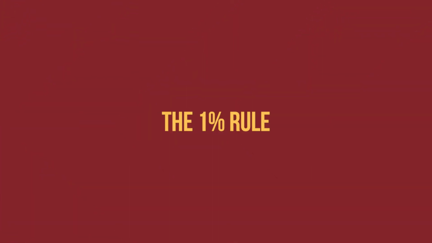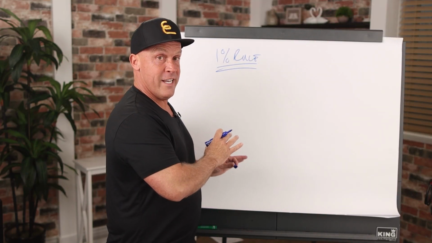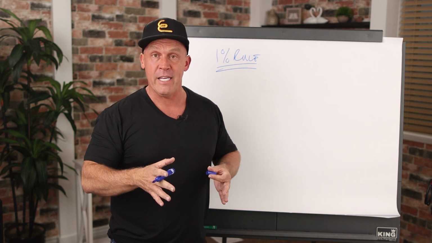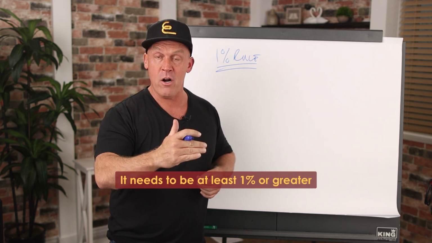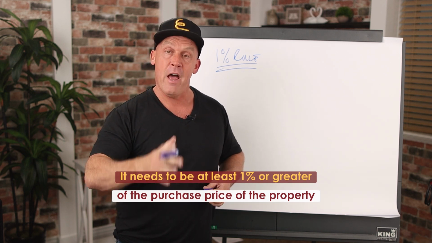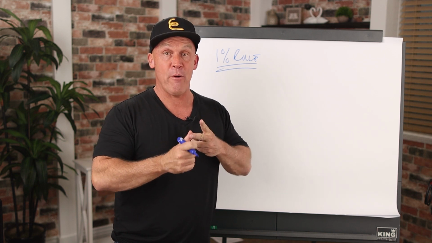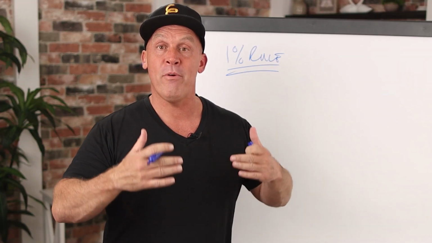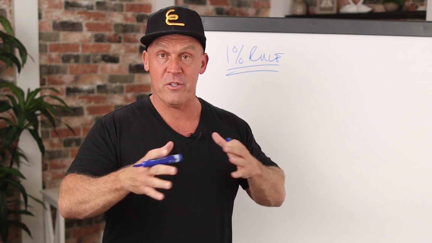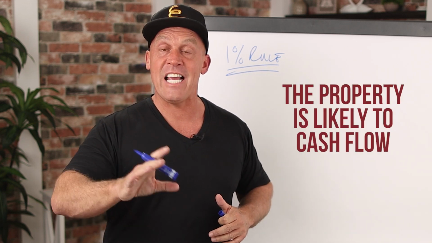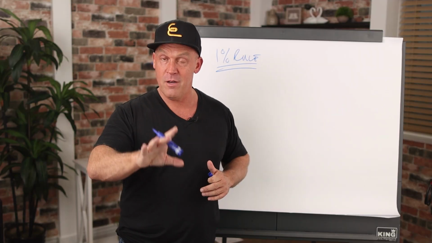So the quick and dirty math version to determine whether a property will cash flow or not is what we call the 1% rule. And what that rule says is your monthly revenue, the monthly rent from the property, needs to be at least 1% or greater of the purchase price of the property. And that purchase price includes the acquisition price and any repairs. If the rent is at least 1% or greater of those two numbers combined, the purchase price and the rehab price, the property is likely to cash flow. Not for sure, but likely to.